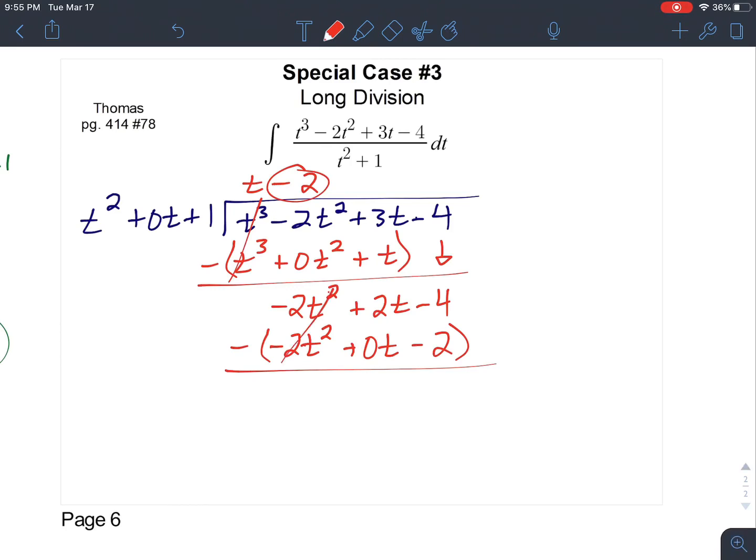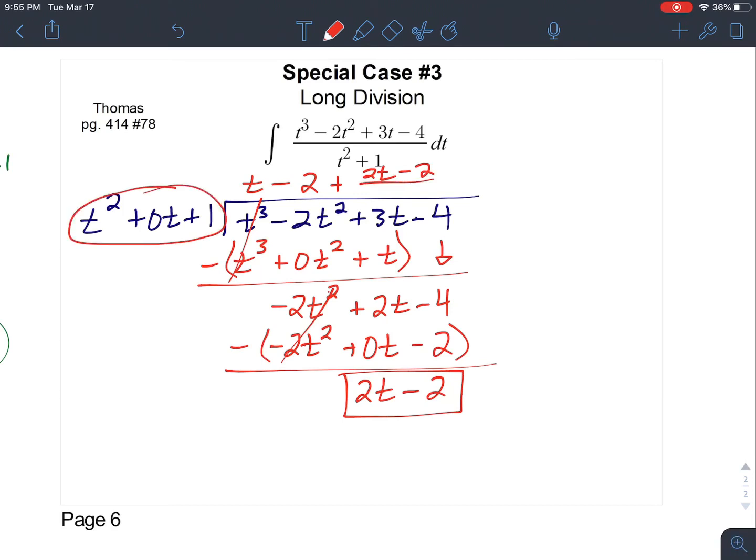Negative 2t squared minus negative 2t squared, those cancel. 2t minus 0 is going to become 2t. And then negative 4 minus negative 2, that becomes negative 4 plus 2, that's a minus 2. And this here cannot be divided by t squared because t squared is bigger than that. So that will end up being our remainder. And I'll put that up here at the top where we have plus 2t minus 2 all over, and then we're supposed to divide it by what we were dividing at the beginning, t squared plus 1.